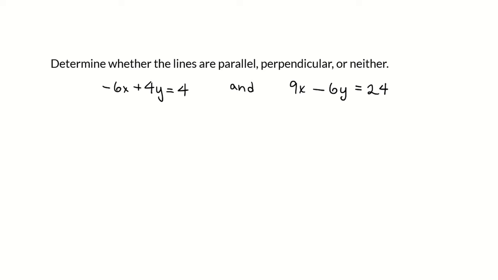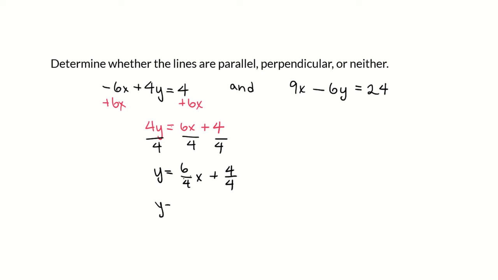For this first equation, that means adding 6x to both sides, because we're trying to isolate y. That would give 4y equals 6x plus 4, and then dividing by 4. Then we have the equation y equals 6/4 x plus 4/4, which we can simplify to y equals 3/2 x plus 1. So that's equation 1 in slope-intercept form. Let's do the same with equation 2.